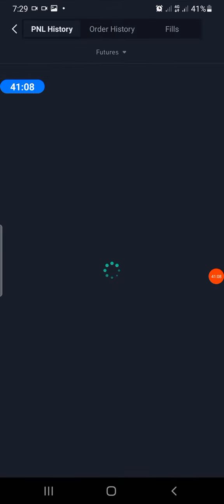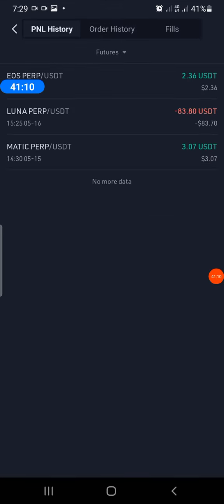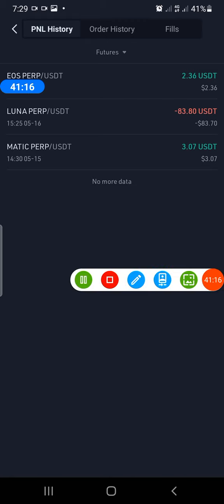If you select here, you see your trading history. Yeah, I made a loss on Luna. I got liquidated in the process of trying to long it. That's the effect of fundamentals.